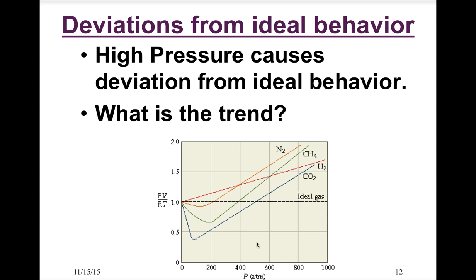If we take a look at the graph below, high pressure causes deviation from ideal behavior. Ideal gases will behave at 1. And if we take a look at these different gases at different pressures, you can see that the different pressures cause each of these gases to deviate from the ideal trend of 1.